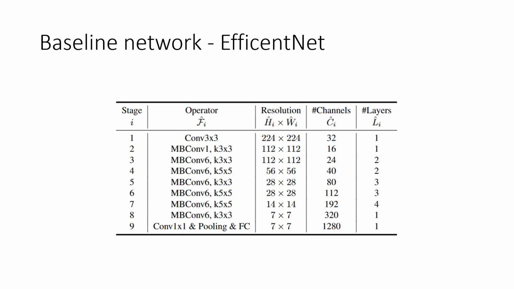Let's talk about EfficientNet. Our baseline network is EfficientNet, and it contains several MobileNet convolutional layers, and then pooling and then fully connected. Quite simple. The thing is how to scale the network.